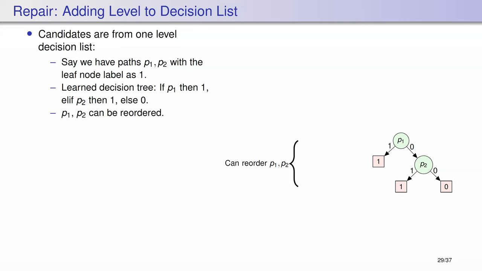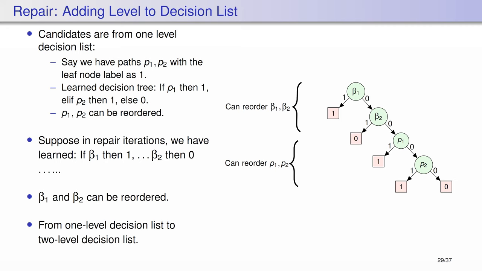So while we are doing this repair, the functions that we have are changing. What's happening? We initially started with a one-level decision list, and now we are making these repairs that look like if beta 1, then 1, else if beta 2, then 0, and so on. All these repairs are sound, which means that we can reorder them. So we went from a one-level decision list to a two-level decision list.